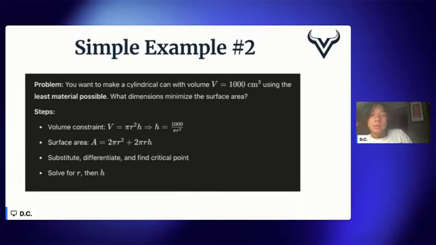Yep. And then here's another example, such as we want to make a cylinder can with volume of 1,000 cubic centimeters using the least material possible. What are the dimensions which will help us minimize the surface area? So V is pi r squared times h, and then we'll separate one variable, which is h equals 1,000 over pi r squared. The only variable here is r. And that's just the volume, from which we know h.